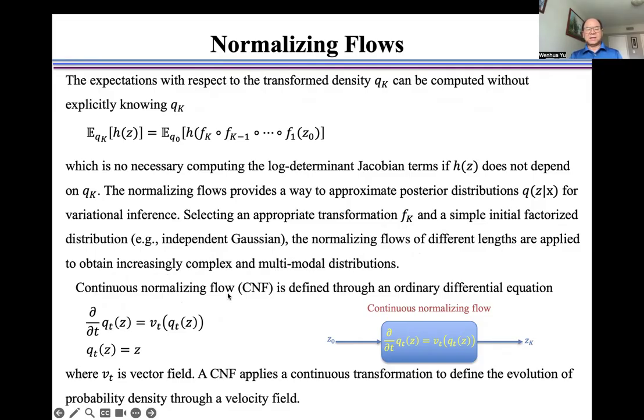Continuous normalizing flow is defined through an ordinary differential equation as shown here and explained in this figure, where v_t is a vector field. CNF applies a continuous transformation to define the evolution of probability density through a velocity field.